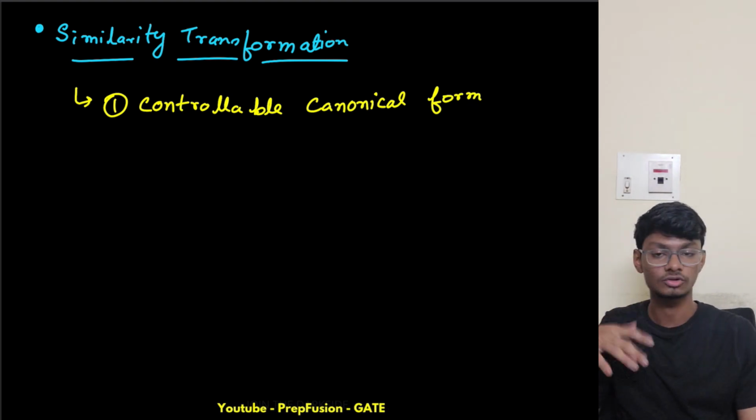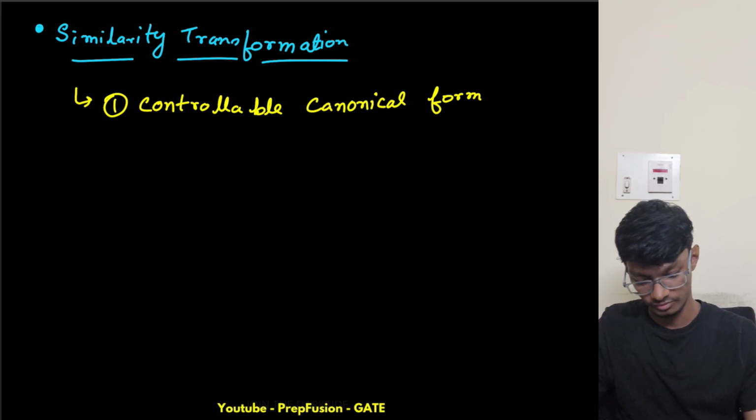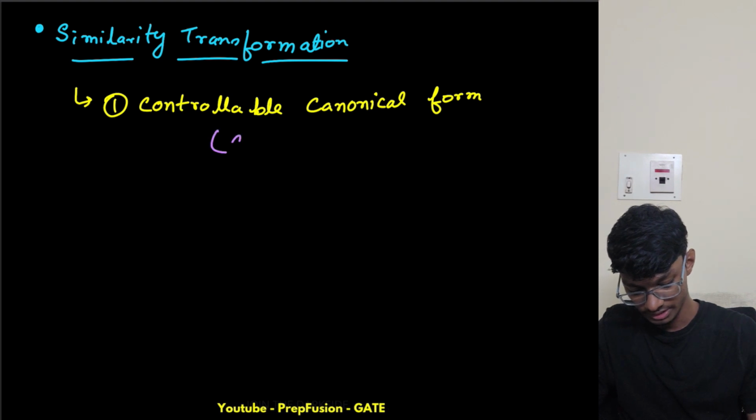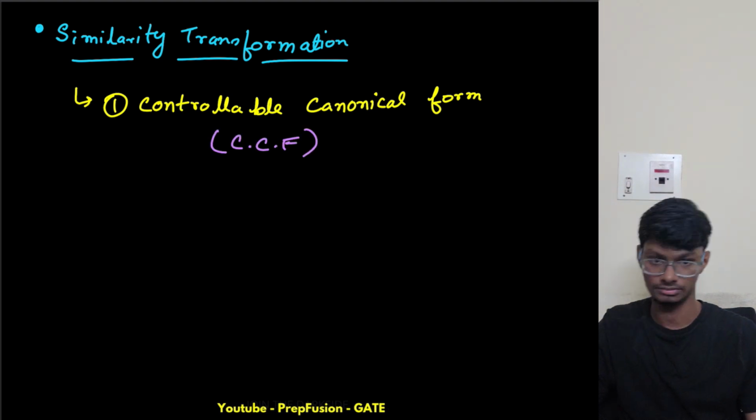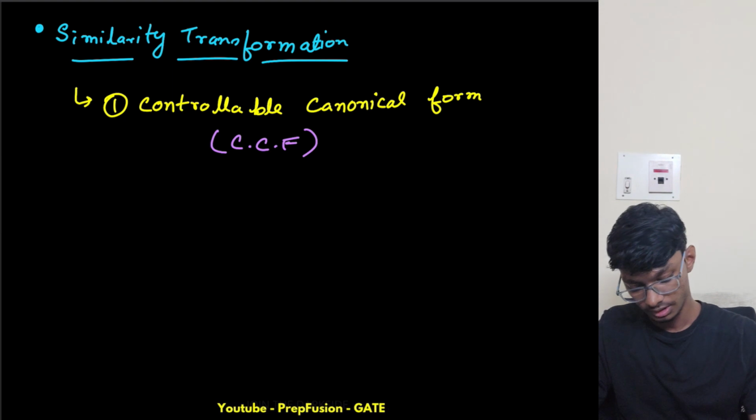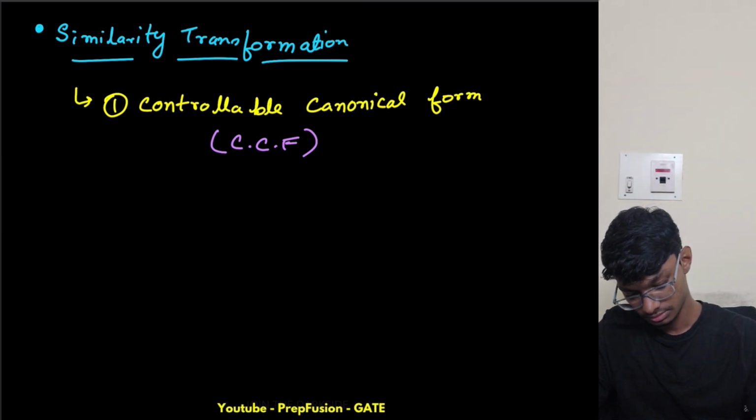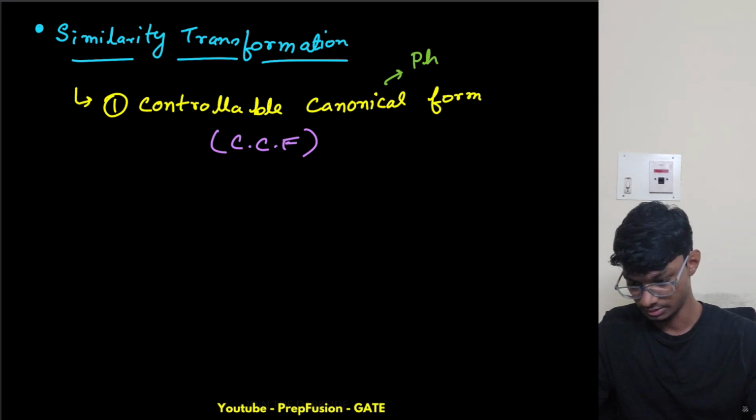And this has also another name, that is a phase variable form. So you can remember that name also. But in short, this is written as CCF. I will write this as CCF from now on, and this is also known as phase variable form. Okay, is it recording? Yeah, everything is recording fine.